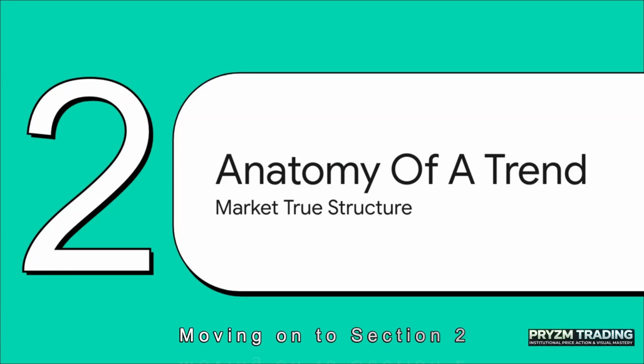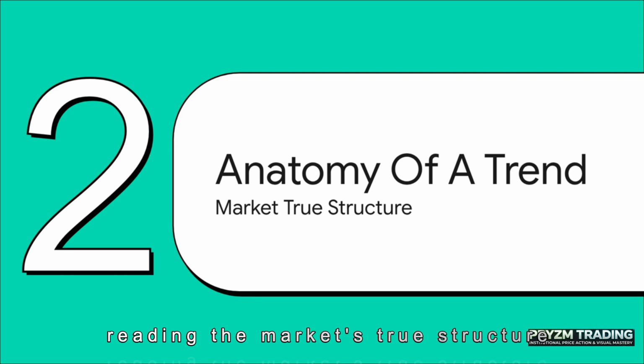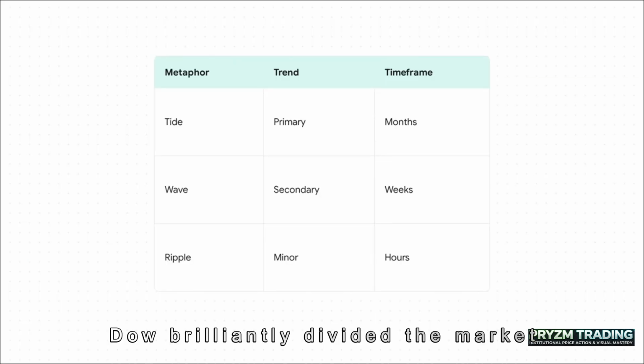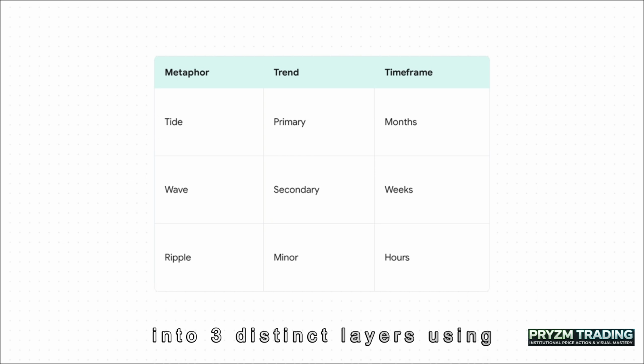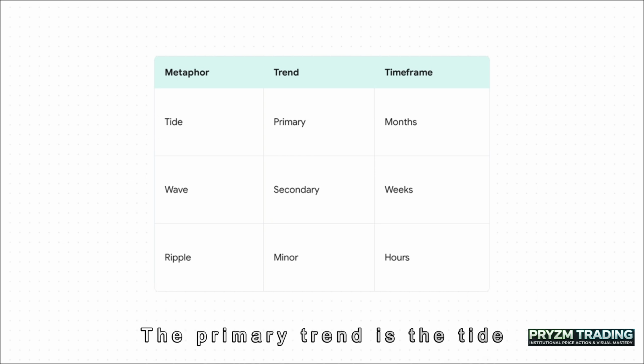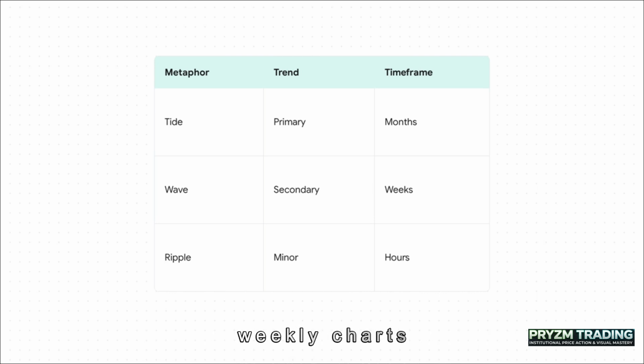Moving on to Section 2, Anatomy of a Trend. Let's see how this builds into reading the market's true structure. Dow brilliantly divided the market into 3 distinct layers using an ocean metaphor. Imagine you're standing on a beach. The primary trend is the tide. That's the big picture direction lasting months to years, which you'll see on daily or weekly charts.